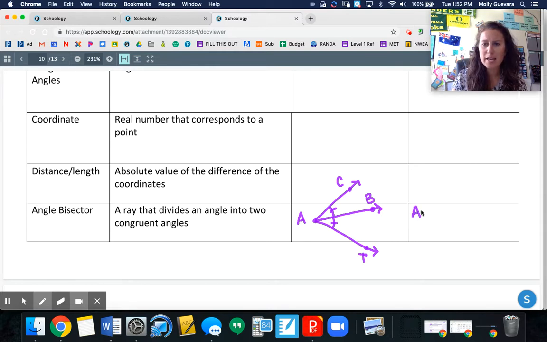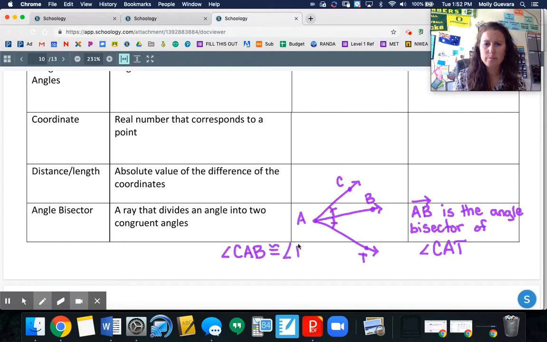AB, so ray AB, because it's a ray, right, we have to draw the arrow, is the angle bisector of angle CAT. Because CAB and BAT are equal. So we can write that too. Angle CAB is congruent to angle BAT. So hopefully you feel good. It just means I'm taking an angle and I'm cutting it in half. Okay, angle bisector.